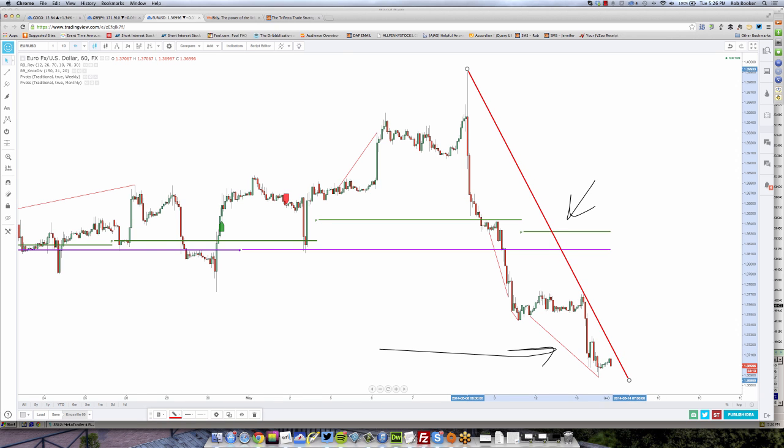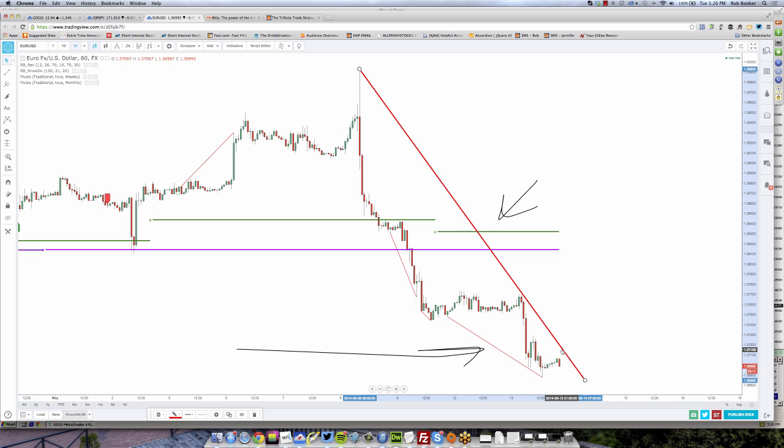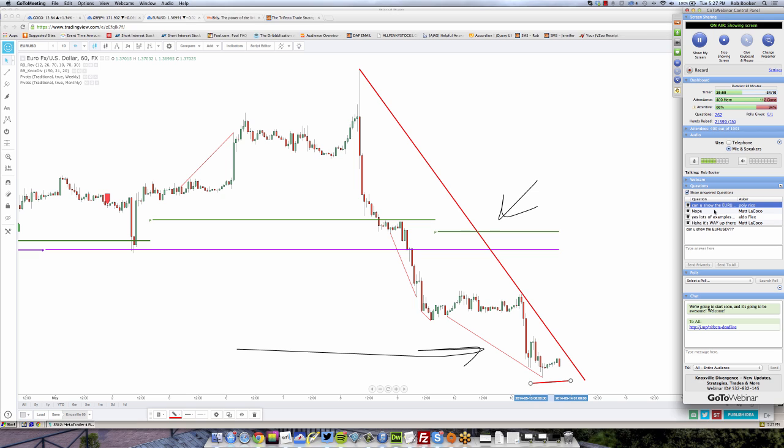I would just want to buy the ever-loving crap out of the euro dollar once it breaks above that trend line. And then you can stop out below the lows if you want to and take profit at the weekly pivot all the way at 38.31. That looks delightful. I have time to do just a couple of questions.